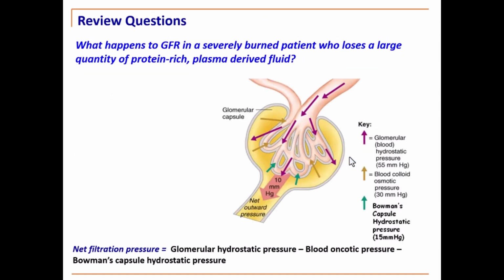Next question, similar principle. What happens to GFR in a severely burned patient who loses a large quantity of protein-rich plasma-derived fluid? So really what you're thinking here is, this person has got low plasma protein levels. Now, you might get low plasma protein levels from malnutrition, malabsorption, or a variety of other conditions as well. In this case, we're thinking about someone who's lost a lot of protein because of burns. And we're going to presume they are normally hydrated. So I want you to think about what happens to the GFR in this case.